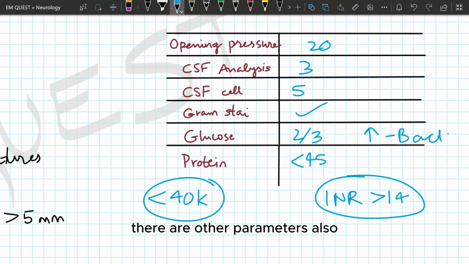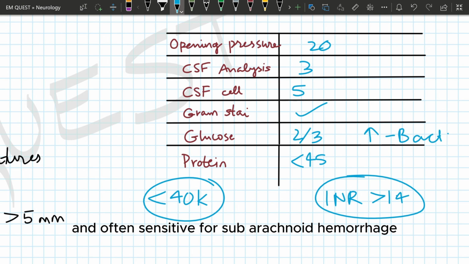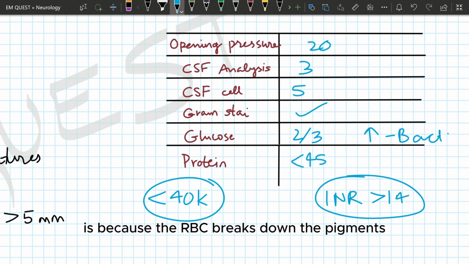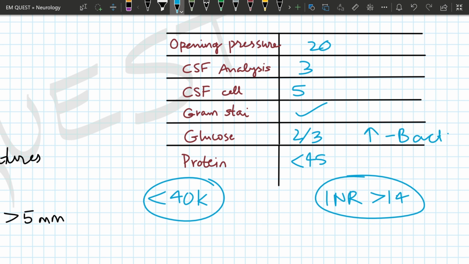There are other parameters also that come into the picture when we are discussing an LP analysis, and one of which is xanthochromia, which is the yellowish discoloration of the CSF. Xanthochromia is an abnormal finding and often sensitive for subarachnoid hemorrhage. Why it happens is because the RBC breaks down into pigments.